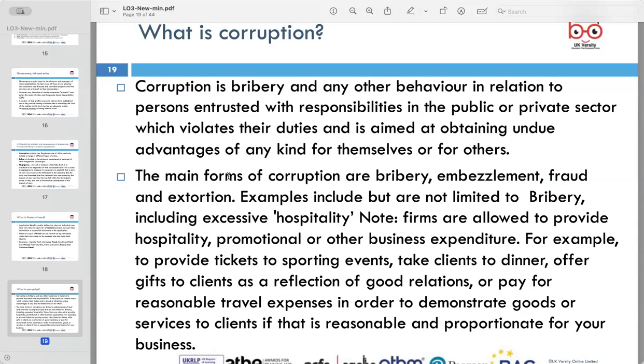parties. So, while firms are permitted to provide hospitality and engage in promotional activities, authorities scrutinize such practices to ensure that they do not serve as a cover for bribery. Facilitation payments, which induce officials to perform routine functions, blur the lines between bribery and acceptable business practices, with some countries criminalizing such payments abroad.